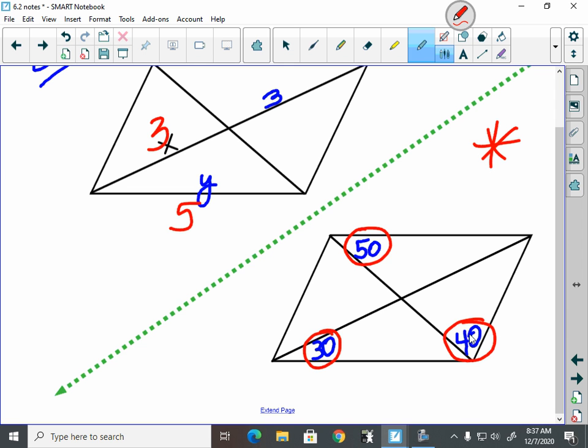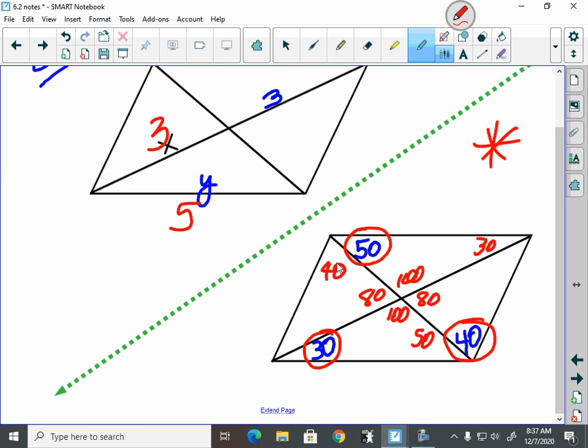Alternate interior. Alternate interior. Alternate interior. Wowza. 30 plus 50 is 80. That means this is 100 because a triangle still adds up to 180. And that means this is 100 because vertical angles are still the same. And then that means that right next to it has to be 80 because these are a linear pair. And then if that's 80, this is 80.